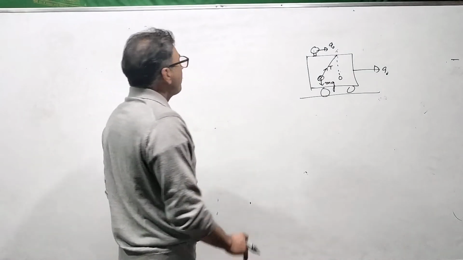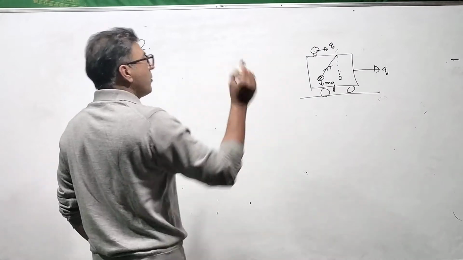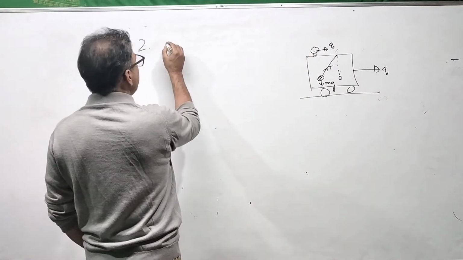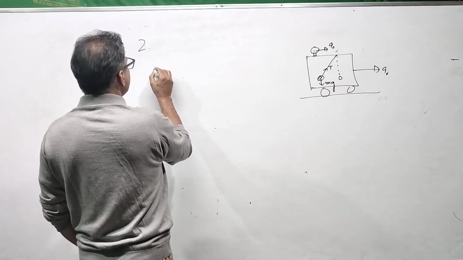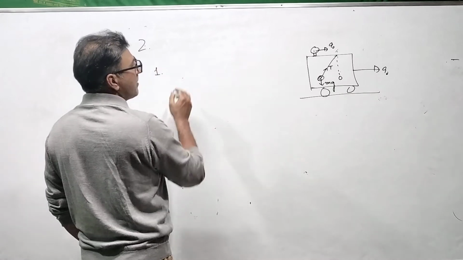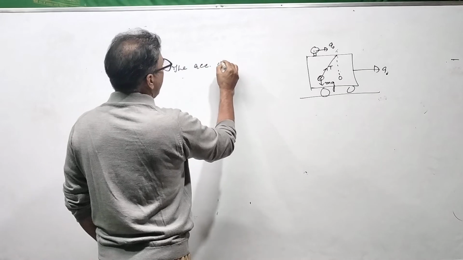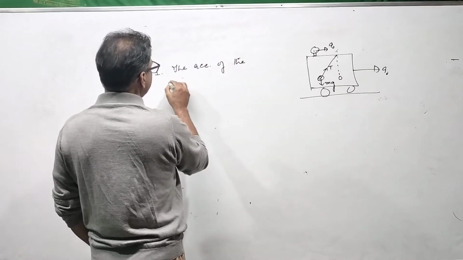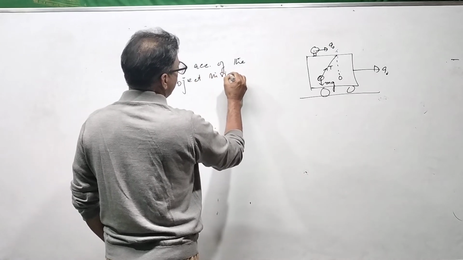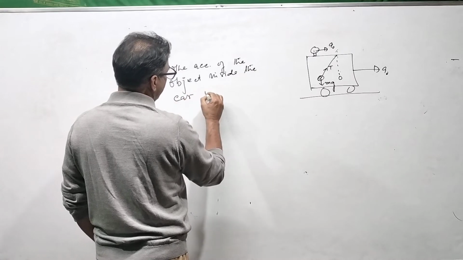Okay, now the first observation by this person who is in the car or on the car. What does he observe? First of all, he observes, first observation, the acceleration of the object inside the car is 0.